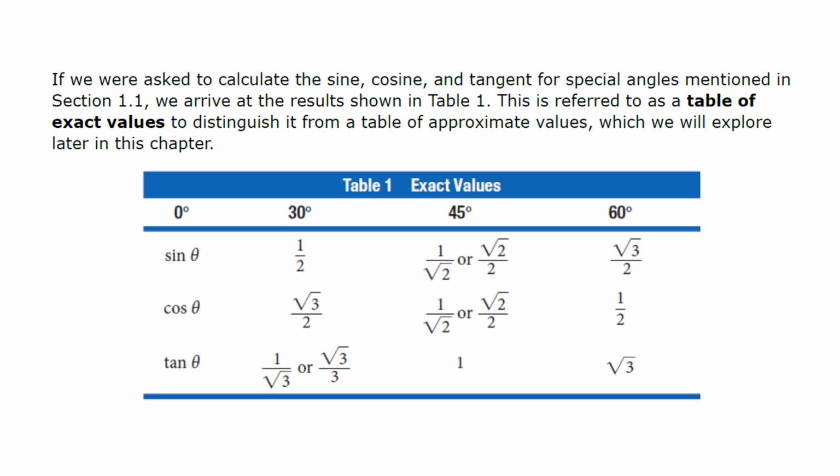So the 30, 45, and 60 degrees over the sine, cosine, tangent, we then have our exact values. So the sine of 30 degrees would be 1/2. The sine of 45 degrees would be 1 over the square root of 2, or if simplified further, would be square root 2 over 2, and so on and so forth. And we can use this table of exact values to help us solve trigonometric problems.